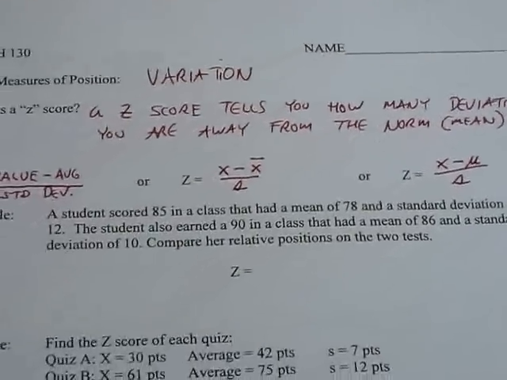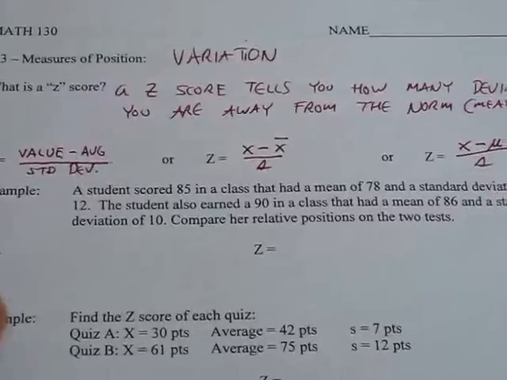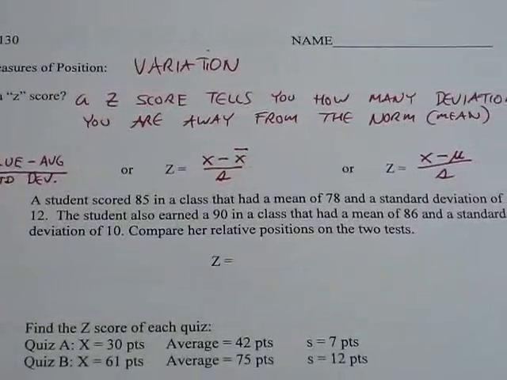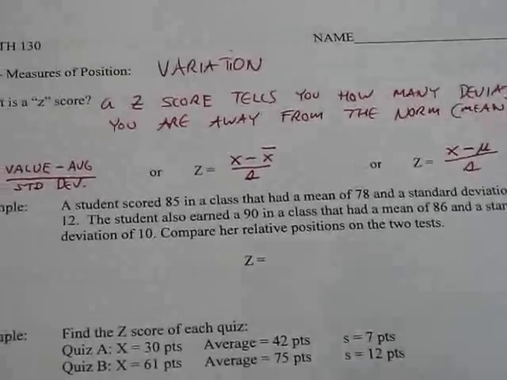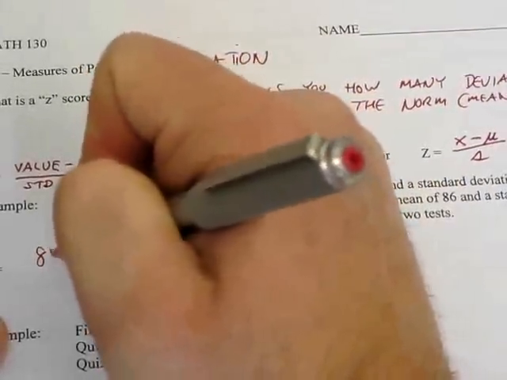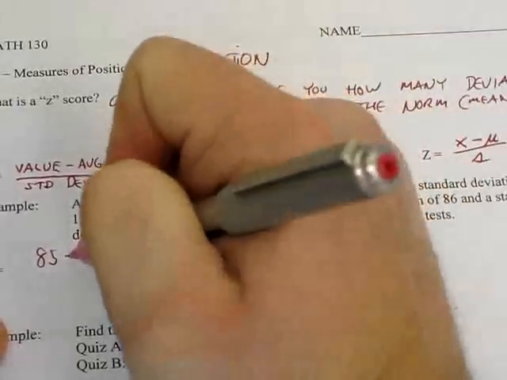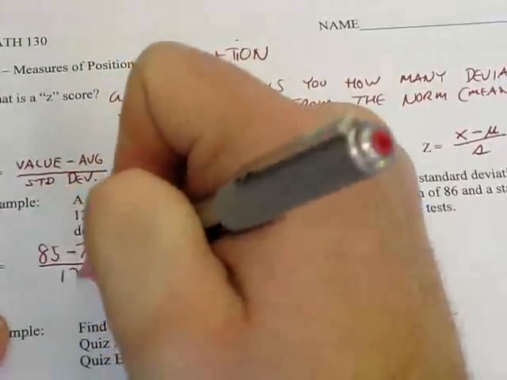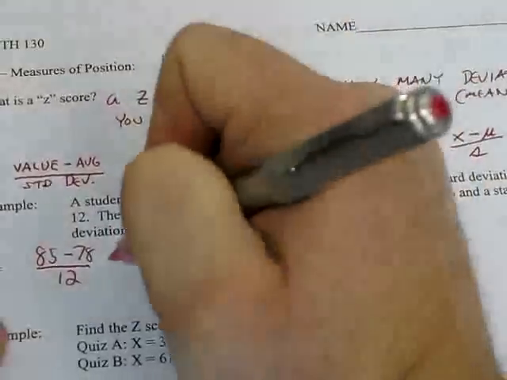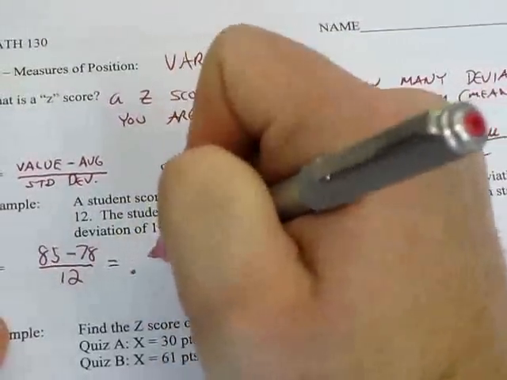Okay, so here's an example. A student scored 85 in a class that had a mean of 78 and a standard deviation of 12. So his score was 85, the average was 78, and the standard deviation was 12. If we compute that out, we get an answer of 0.6.